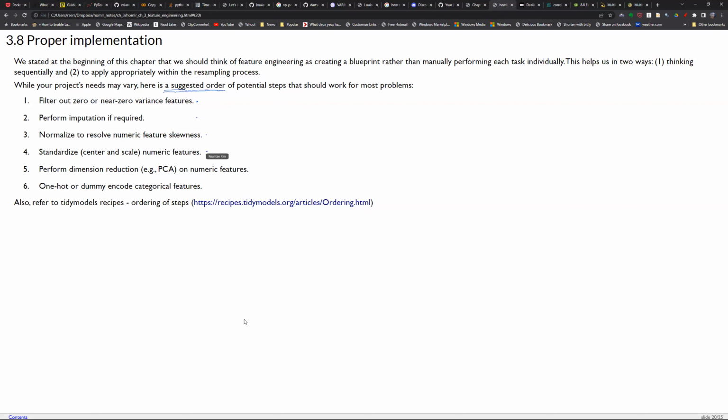Optionally, you can perform your PCA if you have a lot of features. Okay, I'm talking about, let's say 200, 300, etc. variables, and after that you're going to do one-hot encoding. Depending on your case, maybe what you're going to do is that after the one-hot encoding, then you're going to perform the zero or near zero variance.